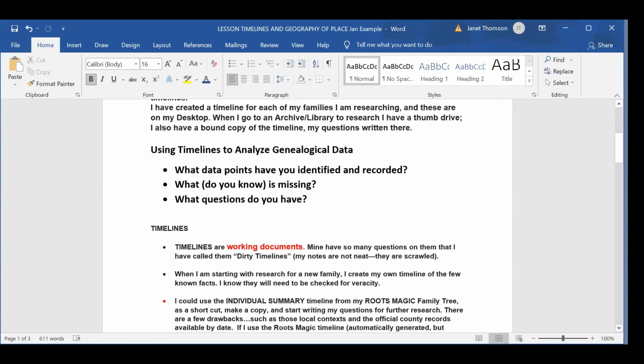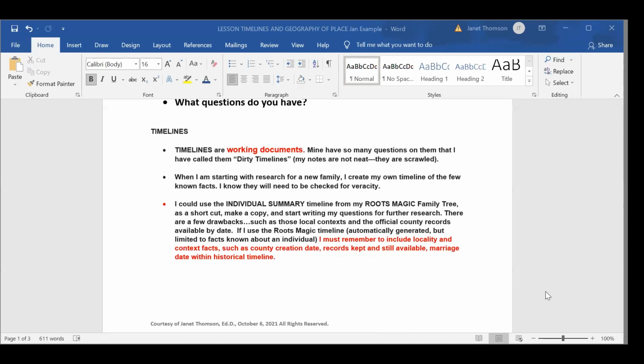I create a timeline for each of my families separately, and I do intertwine some dates. Sometimes I might even be able to use the individual summary timeline from my RootsMagic family tree. And I've had people say, well, that's all they need. I'm going to tell you that I believe even with RootsMagic 8, the brand new version that just came out this week, yes, it's a shortcut. It can help you. It can help you write questions for further research, but you're going to want to add in those local contexts and official county records.